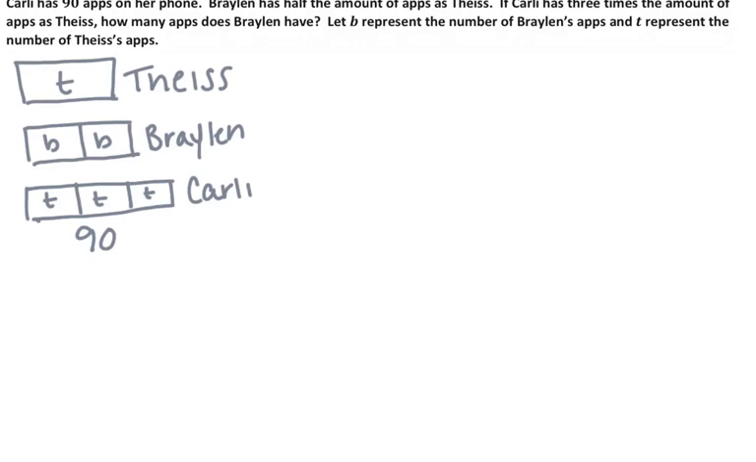So now we're going to start by solving the equation for Carly, which is 3T is equal to 90. So we're going to divide both sides by 3. So this gives us T is equal to 30. So we know that Thesis has 30 apps. So now we can find how many apps Braylon has in the equation.